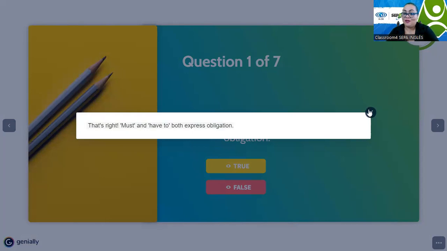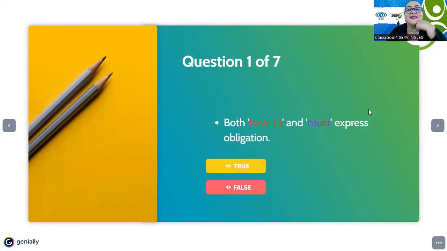The only difference, what is it? The difference is that we use have to for law. That is the key word, talking about something that is for law. And must is something that is an obligation for an opinion, for a feeling, for a kind of moral, okay?